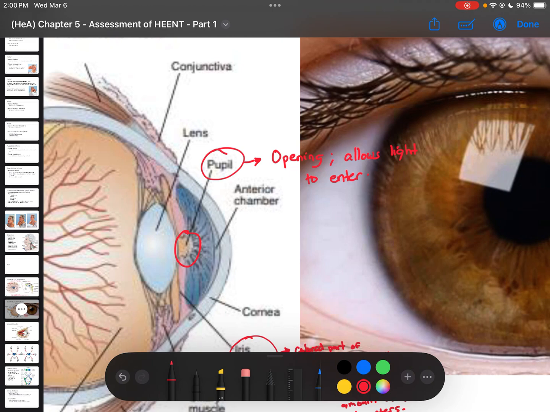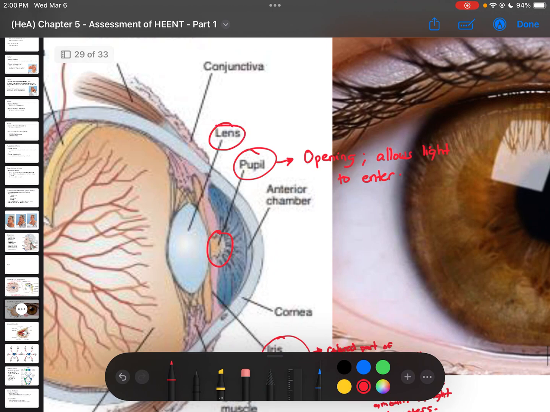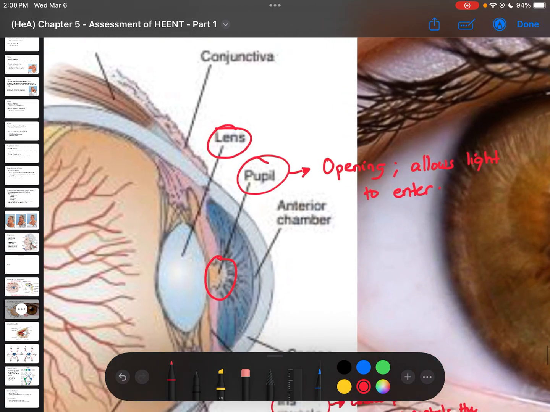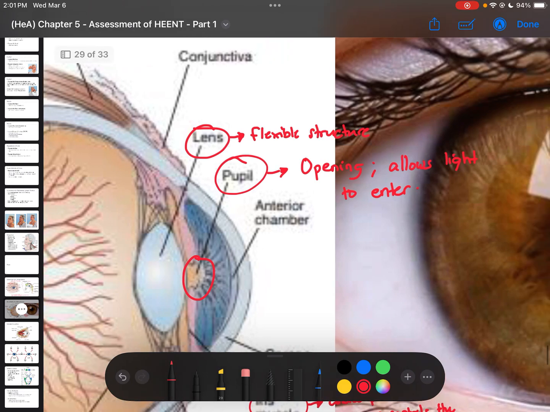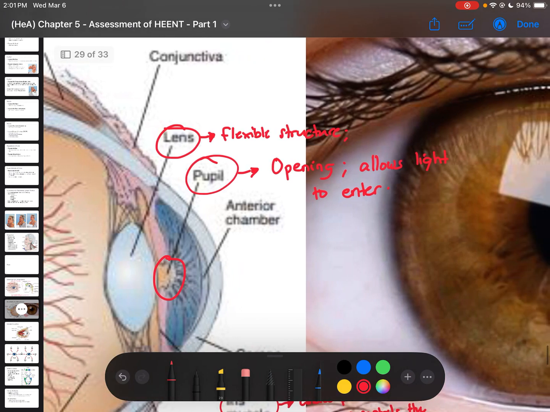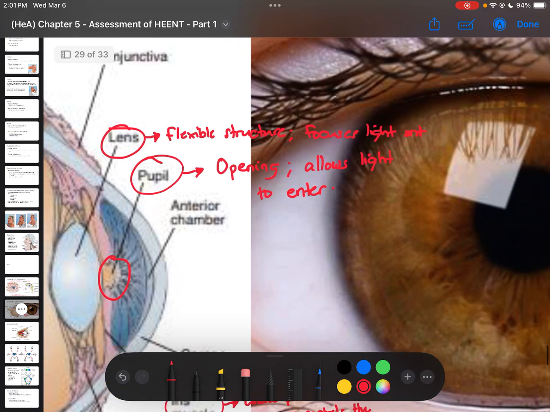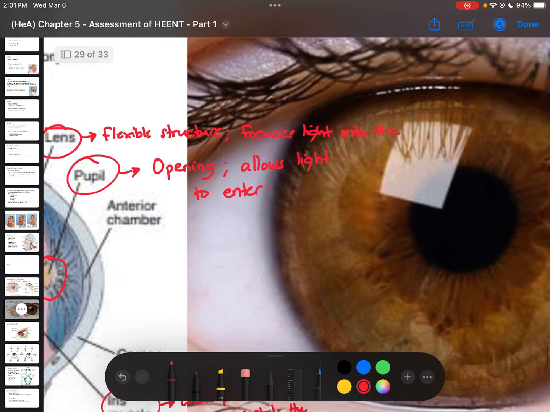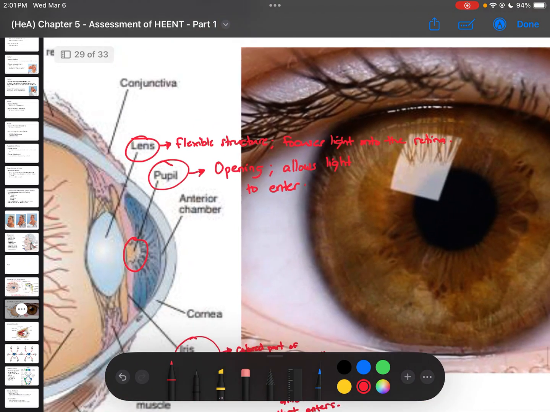After that, class, is what we call our lens. The lens is a flexible structure, meaning it can change its shape. Its main job is it focuses light onto the retina.